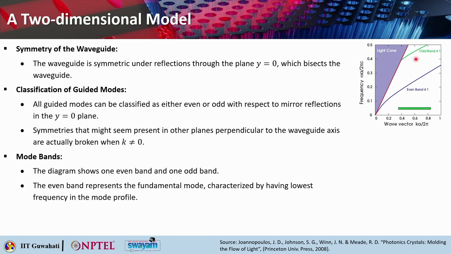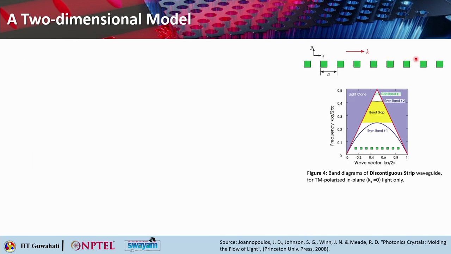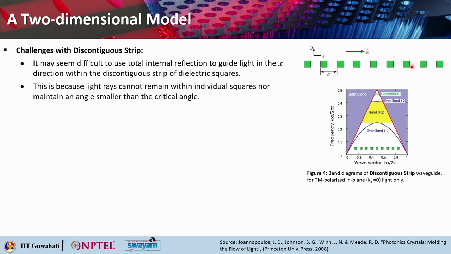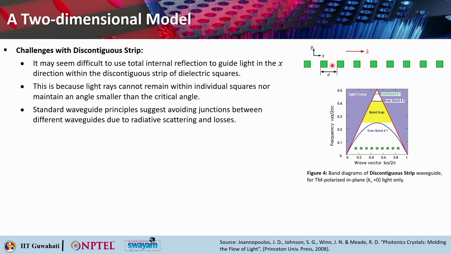And then the odd band will have some higher order modes. Now, when you move from the continuous strip to this discontinuous, this discretized strip, what are the challenges? First thing is that it may seem difficult to use total internal reflection to guide light along x within this broken piece of strip. Why does that happen? Because light rays cannot remain within the individual square, nor maintain an angle that is smaller than the critical angle. So this discretization actually poses a great challenge.